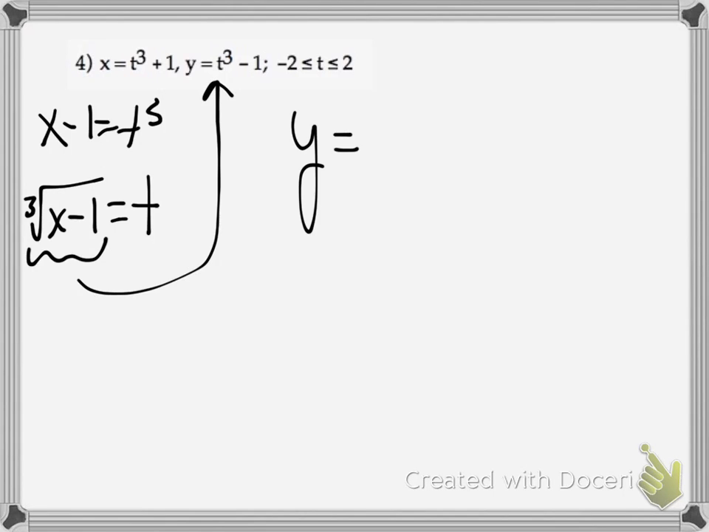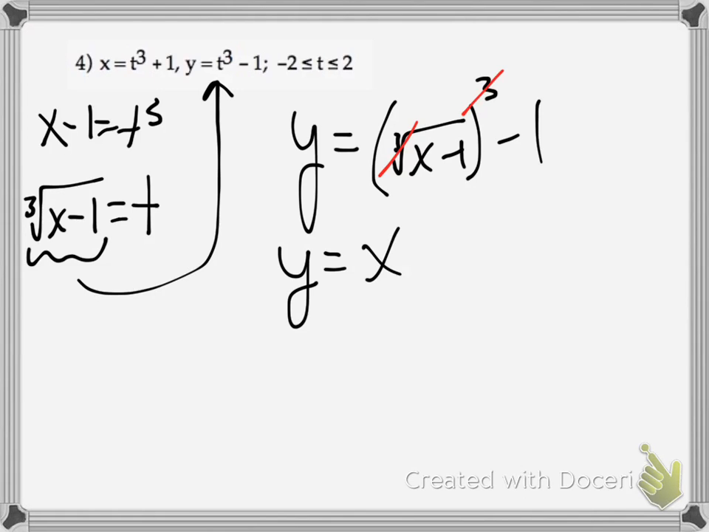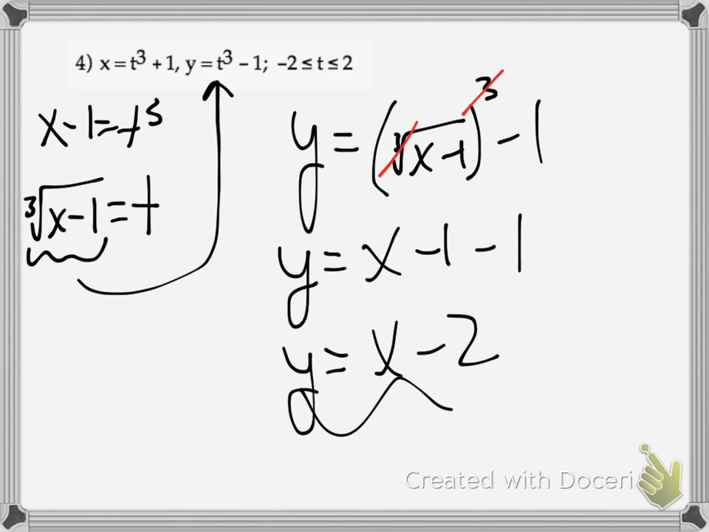So y equals the cube root of x minus 1, cubed, minus 1. Okay. You thought it was going to be a lot harder, but nope, those just cancel. So basically you have y equals x minus 1 minus 1, so y equals x minus 2. That is your equation, right?